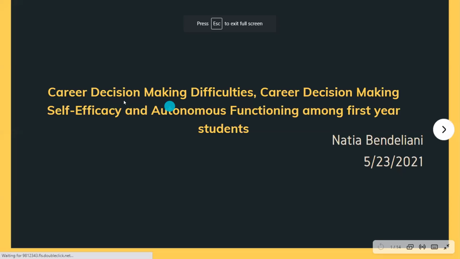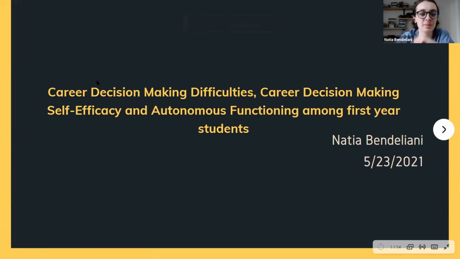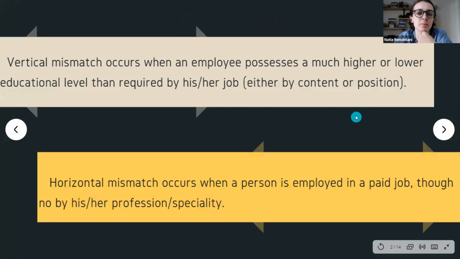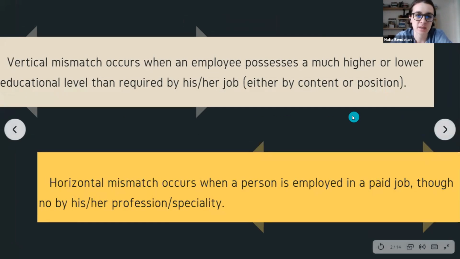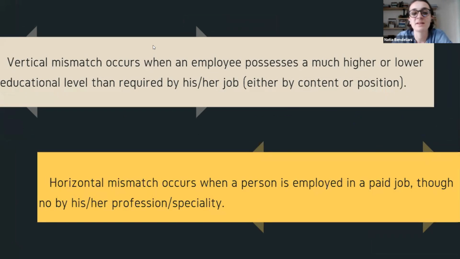So you can see the presentation, right? Today I'll be talking about the research that I've conducted with my supervisor, and it's related to career decision-making difficulties among first-year students. The premise of my study was the reports published by the World Bank and later the Center for Social Sciences in 2017, which place great emphasis on the fact that the low productive labor market in Georgia is caused by so-called horizontal and vertical mismatch between employment and education.